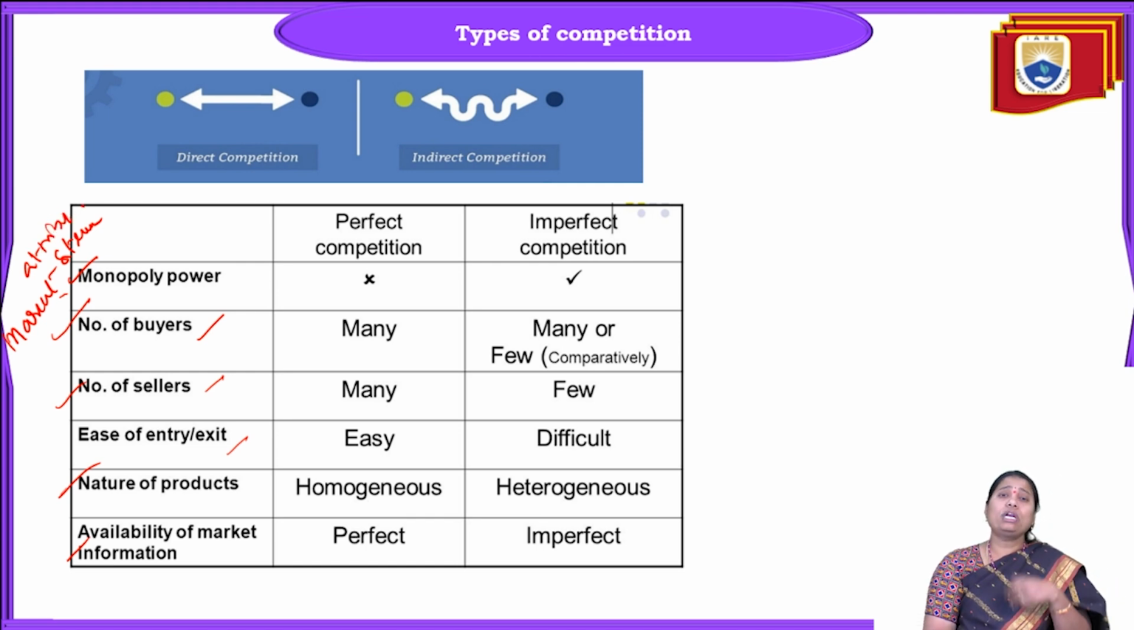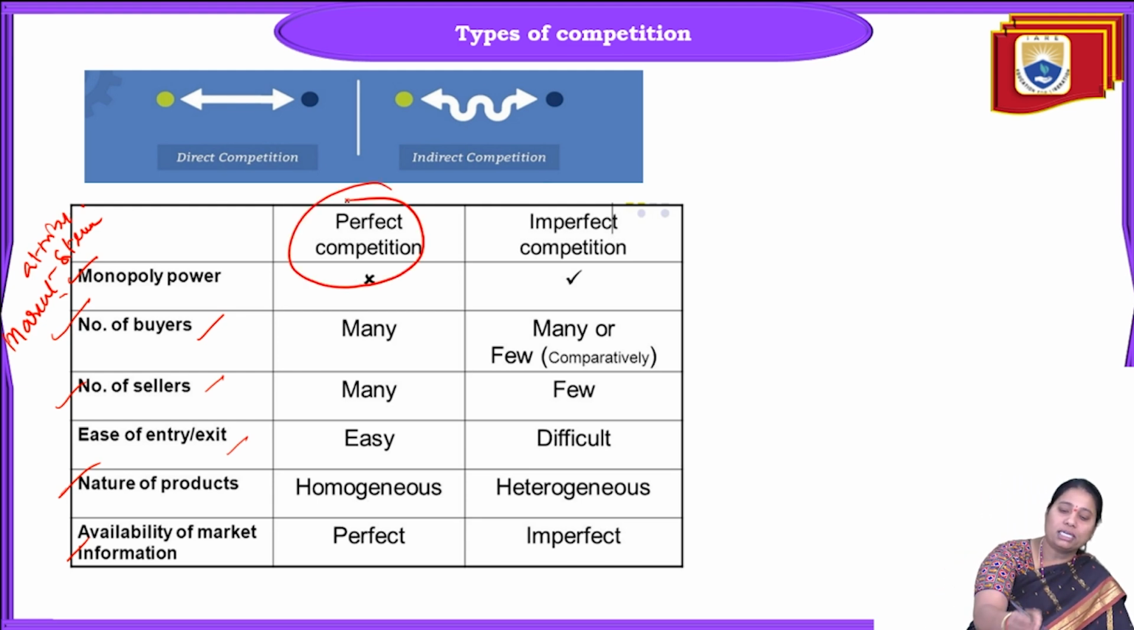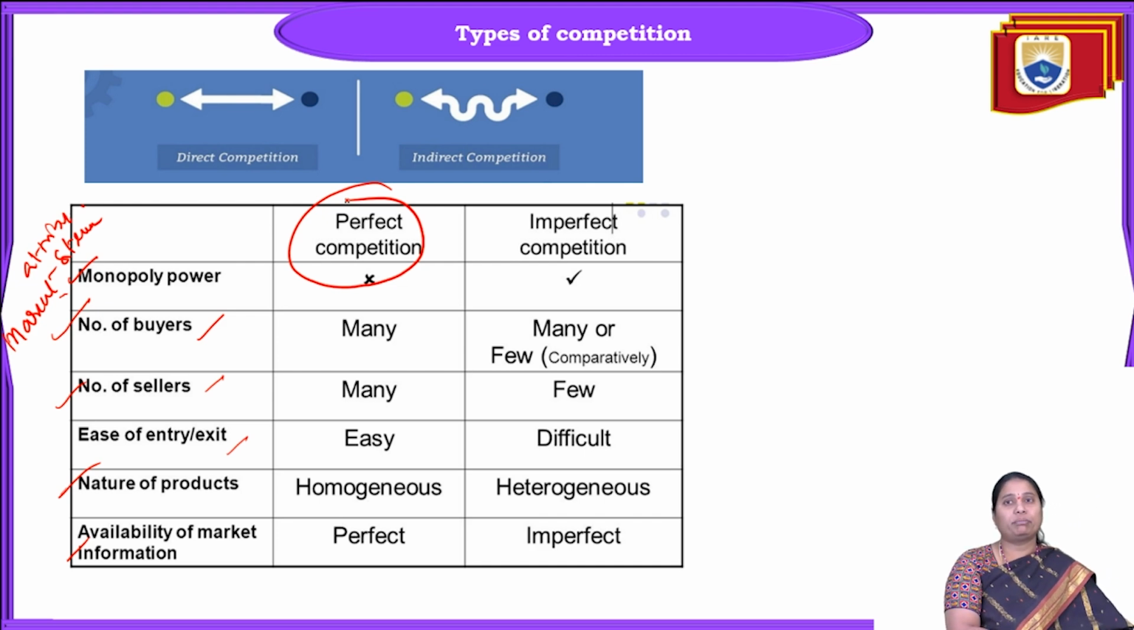If there are more buyers as well as more sellers, then there is direct competition, and they are all selling the same kind of products. Anyone can easily enter that market, and if he wants to, he can easily get out of it. Then that competitive market will be called a perfect competitive market.